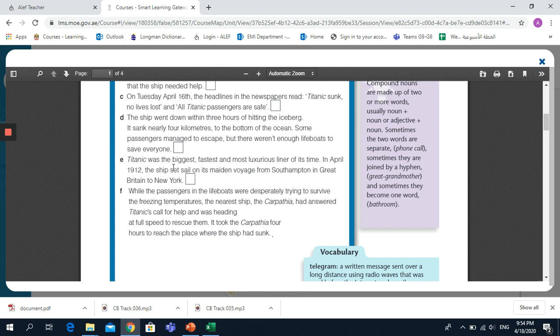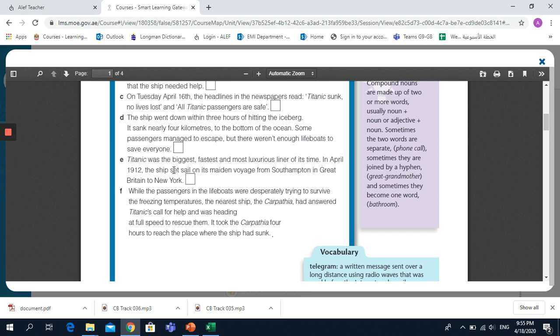Paragraph E: Titanic was the biggest, fastest, and most luxurious liner. A liner is a ship that travels quickly in the middle of the water. Luxurious means a very expensive and very comfortable ship of its time. In April 1912, the ship set sail on its maiden voyage. A voyage is a trip or a journey, and maiden means the first trip of that ship. Set sail means started its way from Southampton in Great Britain to New York.